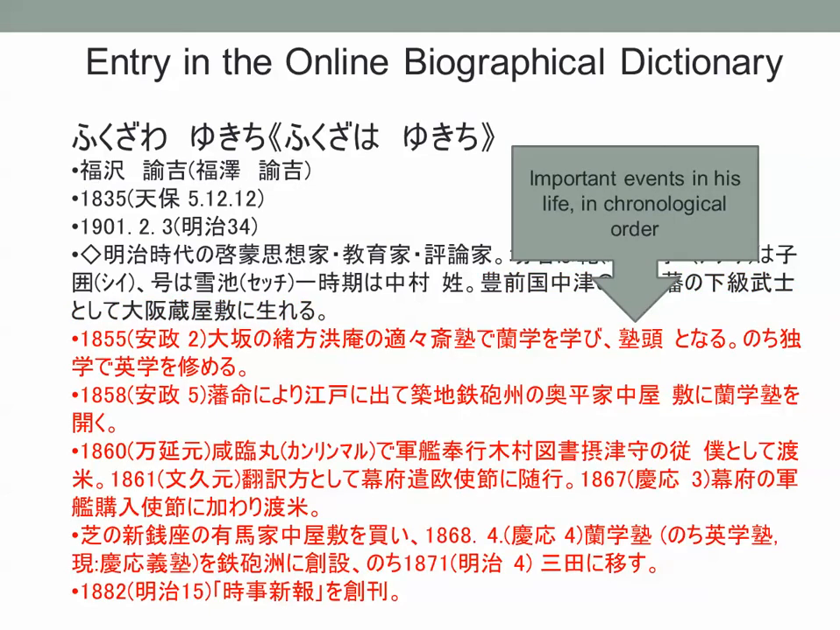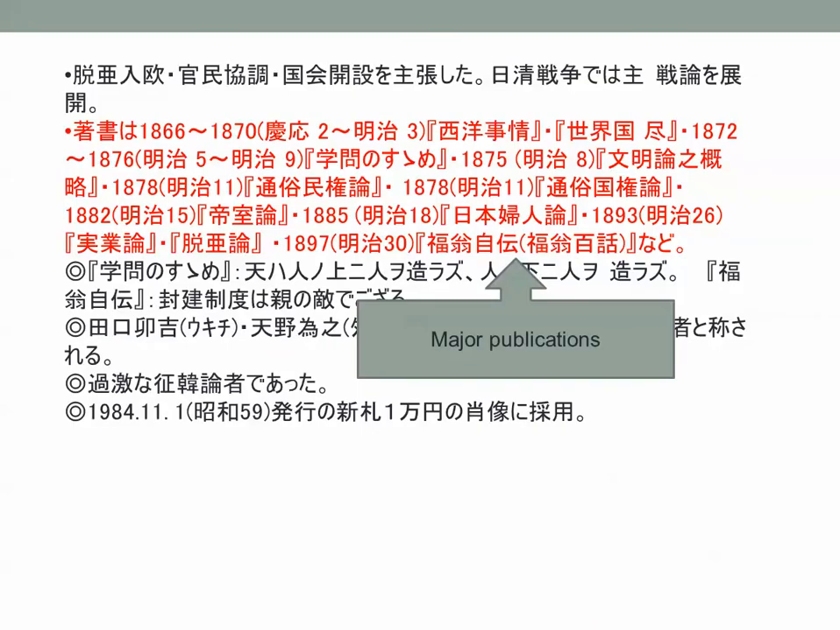And then we get important events in his life in chronological order. What important things did he do? What important things happened to him? And that kind of thing. And then if we continue on to the next page, we're also given a bibliography of his major publications. He was a very active scholar. He published an awful lot. This is not a comprehensive list. There's a lot more that he produced.